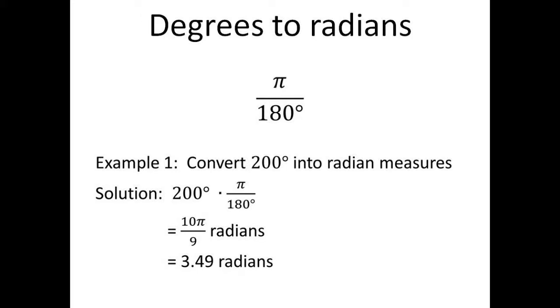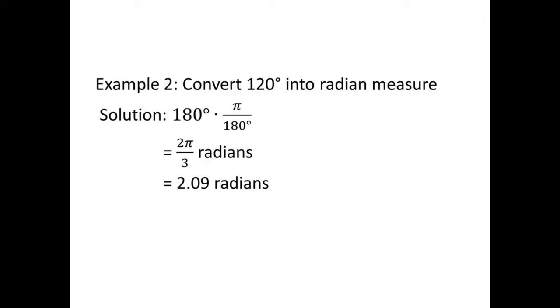Example 1. Convert 200 degrees into radian measure. 200 degrees times pi over 180 degrees is equal to 10 pi over 9 radians, or the final answer is 3.49 radians. Example 2. Convert 120 degrees into radian measure. 120 degrees times pi over 180 is equal to 2 pi over 3 radians, and the final answer is 2.09 radians.